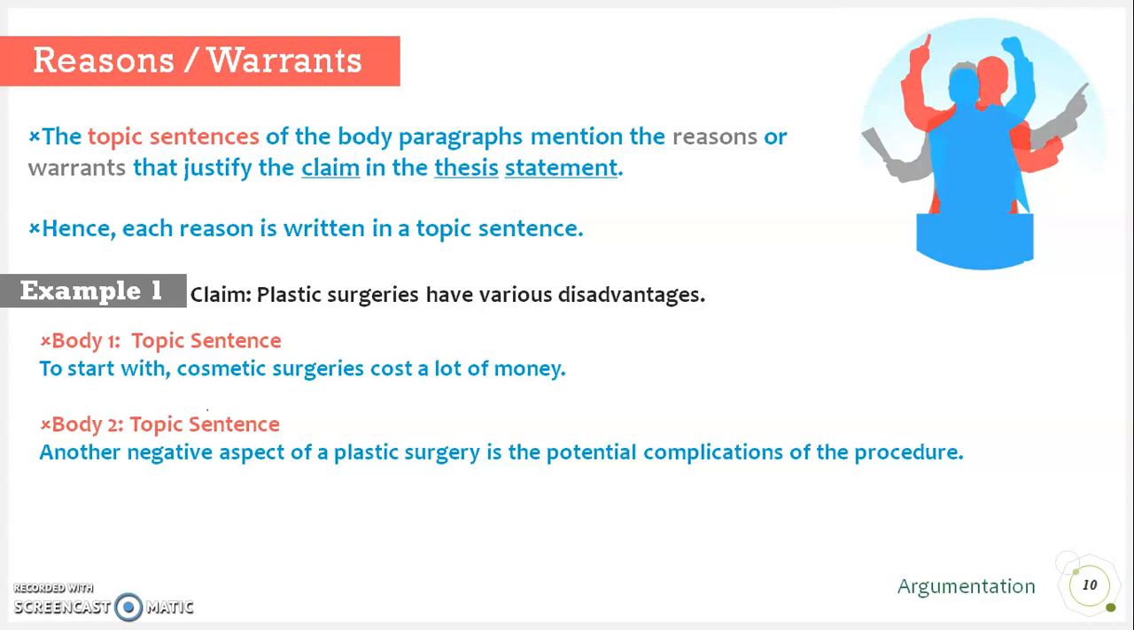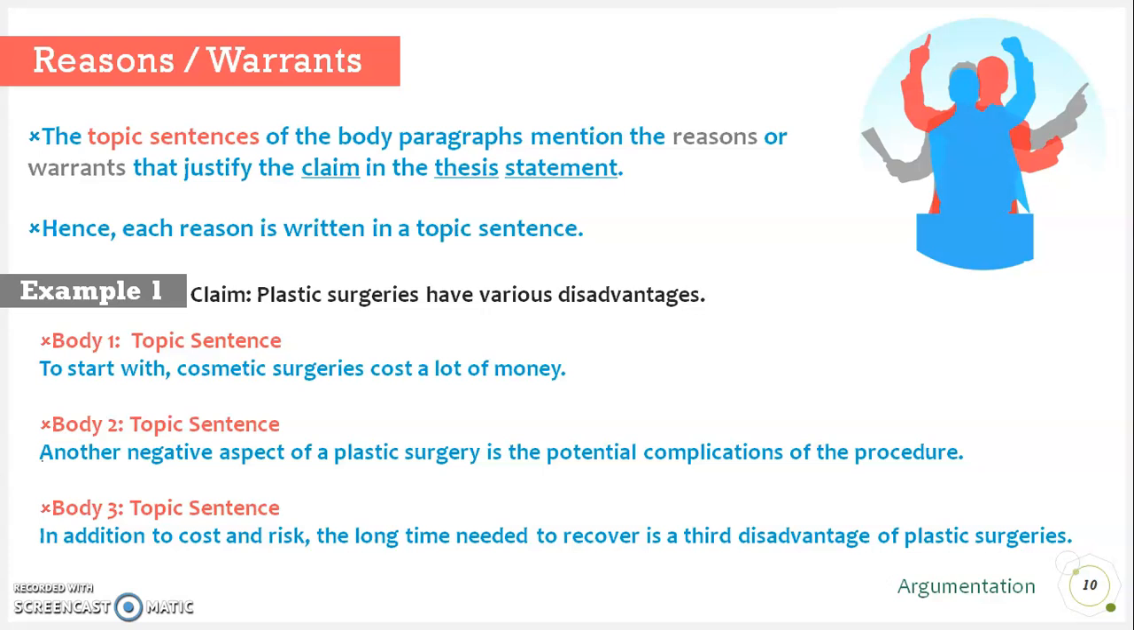Body 2, another negative aspect of a plastic surgery is the potential complications of the procedure, the health problems that might be caused. Body 3, in addition to cost and risk, notice the transitional sentence here, the long time needed to recover is a third disadvantage of plastic surgeries. Now I have the 3 reasons included in the topic sentences of the body paragraphs.